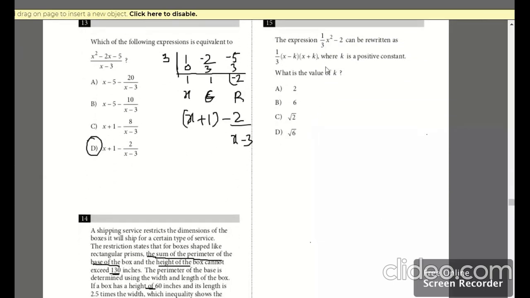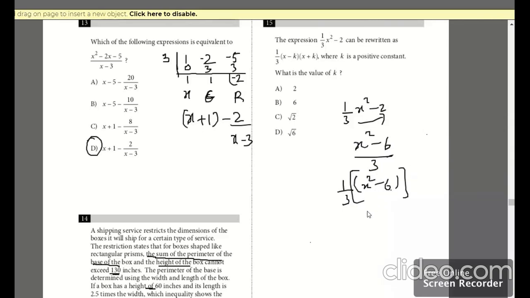The expression 1 by 3 x square minus 2 can be written as this one. So it's very simple, but many students will commit a mistake by taking 1 by 3, as they will say that this is equivalent, and they end up writing 2 as root 2, which is absolutely wrong. If I have to do it like this, with the LCM, I end up getting this one. Since I took it as common, this entire thing, now this 6 can be split up into root 6 and root 6.